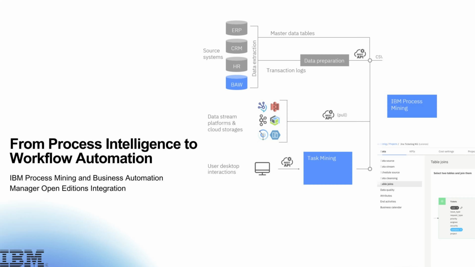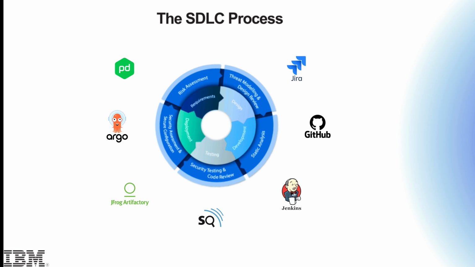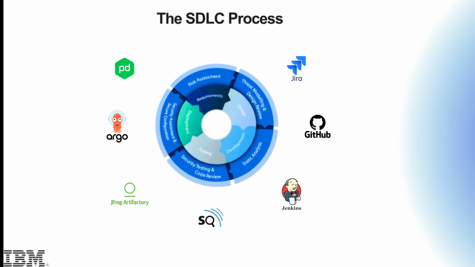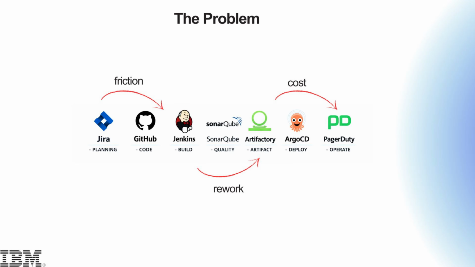Welcome. In this session, we see how the integration between Process Mining and Business Automation Manager Open Edition automates enterprise workflows. In modern enterprises, software development lifecycles span multiple specialized systems. However, the transitions between these systems are often unmanaged. IBM Process Mining analyzed this environment using real event data, and prescriptive analysis further identified a positive correlation. As cross-application friction increased, rework increased as well, along with overall process duration and cost.